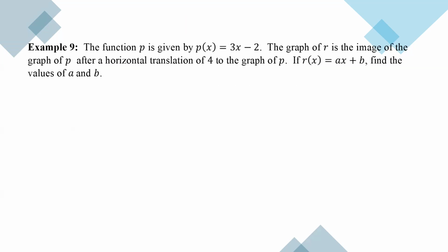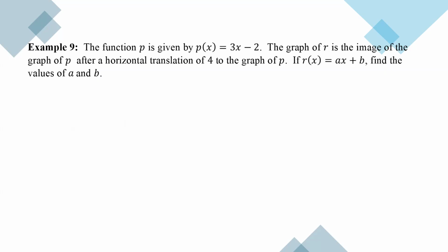So we have the function P is given as 3x minus 2, which is just a what equation? What kind of equation is this? Say it louder. No, linear, guys. It's linear. Mx plus b. All right. The graph of R is the image of the graph of P after a horizontal translation of 4 to the right. Okay. So we have R of X equals AX plus B. Find the values of A and B.